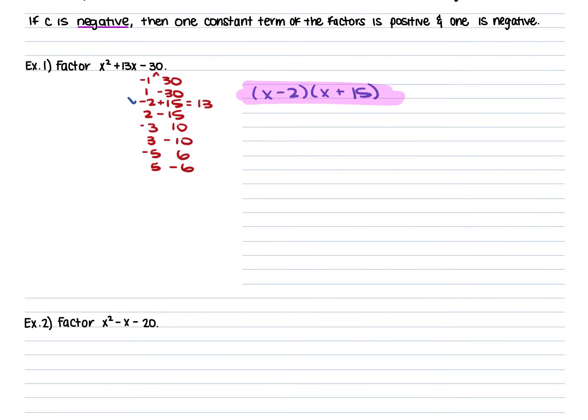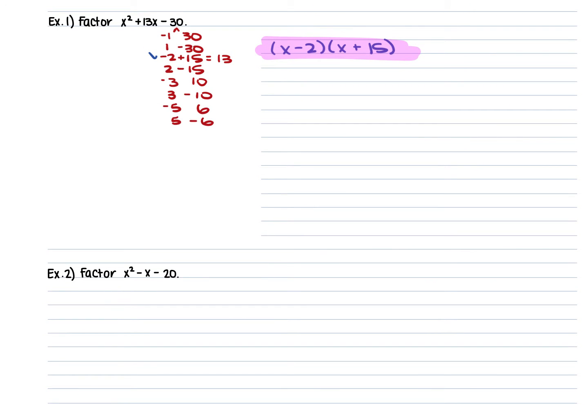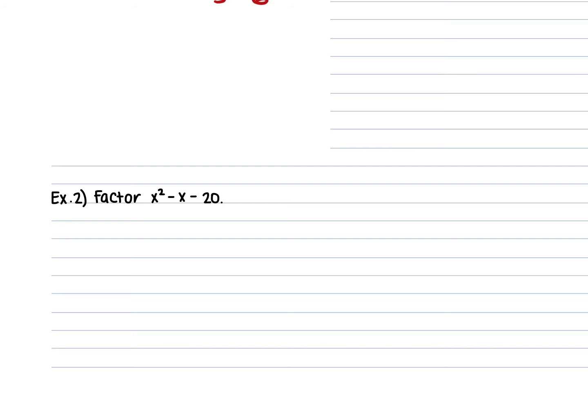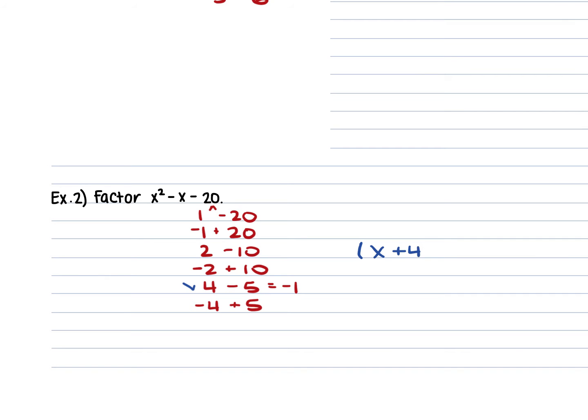For example 2, we have x squared minus x minus 20. So we want to find the factors of negative 20 that add up to be negative 1. So we would have 1 and negative 20, or negative 1 and positive 20, 2 and negative 10, or negative 2 and positive 10. We can also do 4 and negative 5, or negative 4 and positive 5. We want the factors that add up to be negative 1. The 4 minus 5 gives us a negative 1, so we'll use the positive 4 and the negative 5 when we factor this. So it just factors to be x plus 4 times x minus 5.